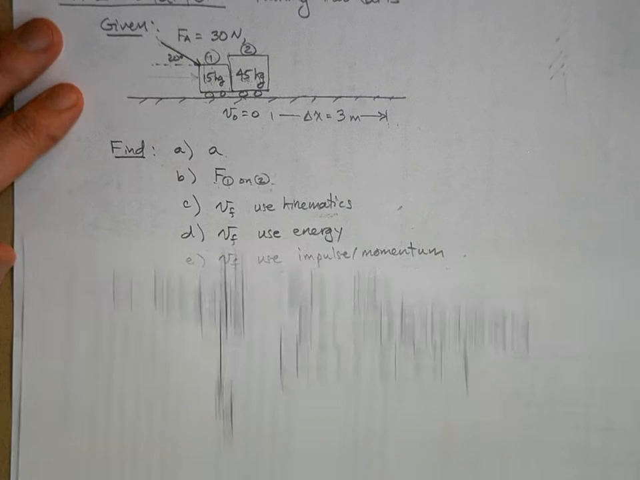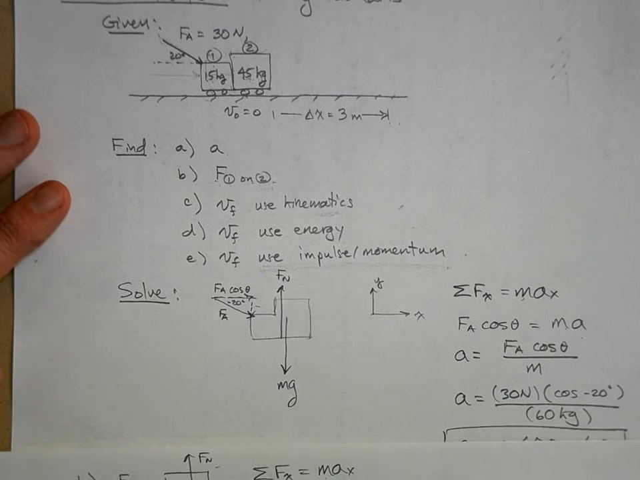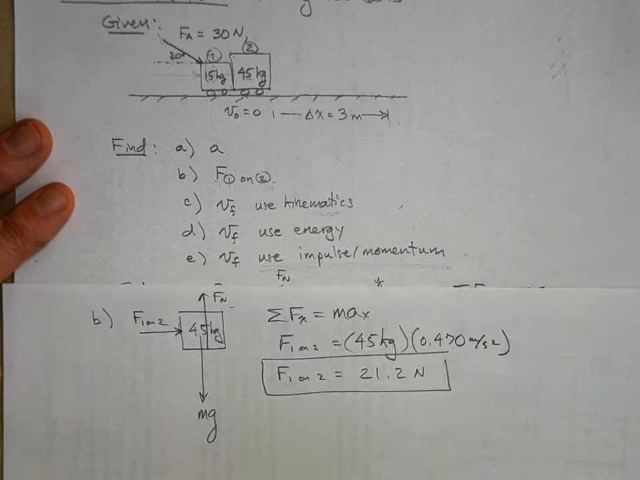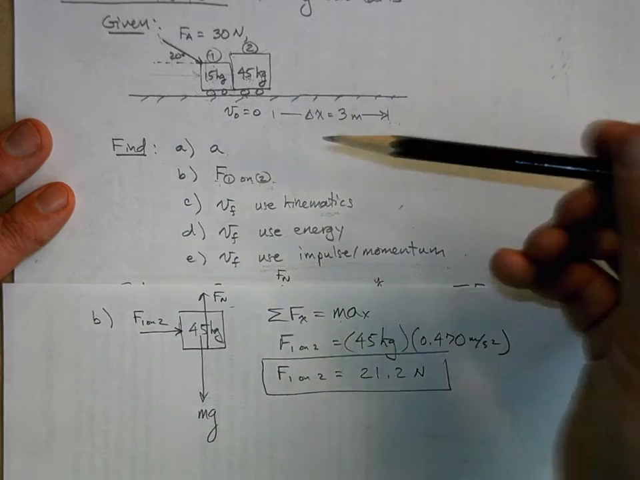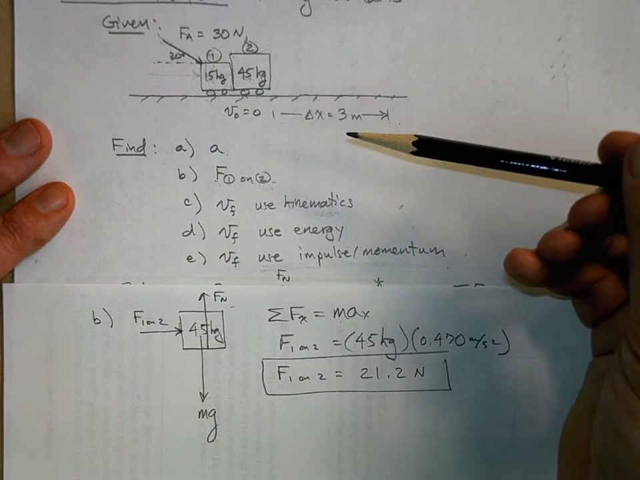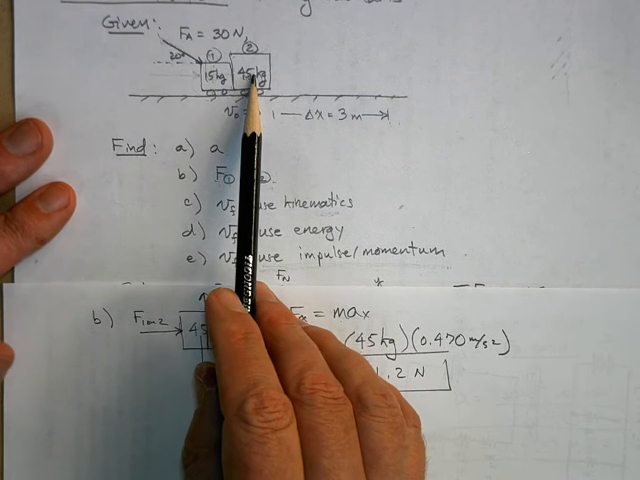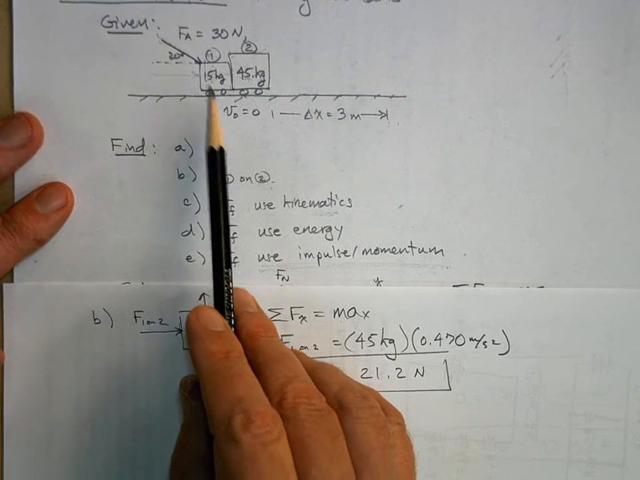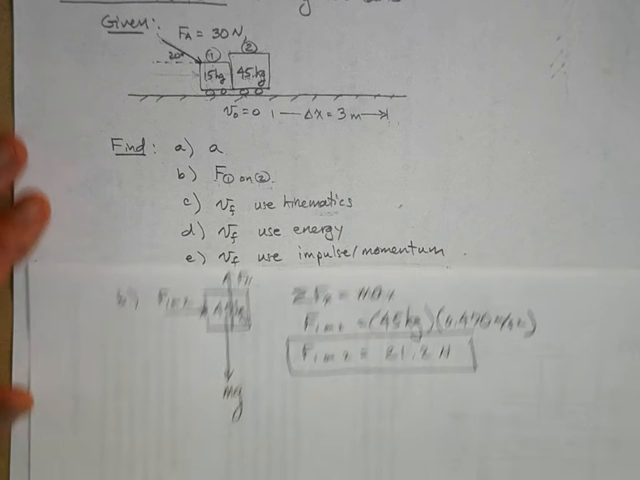And now, by the way, what is the force of 2 on 1? If I was to draw a free body diagram of just this guy, it would be 21.2 newtons to the left instead of to the right. Because for every force on one object, there's an equal and opposite force on the other object. So the force of 2 on 1 and 1 on 2 are equal and opposite, just in case they ask.